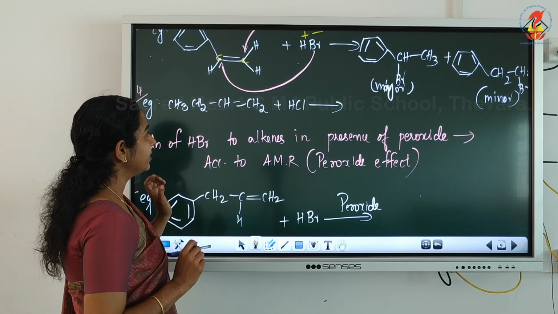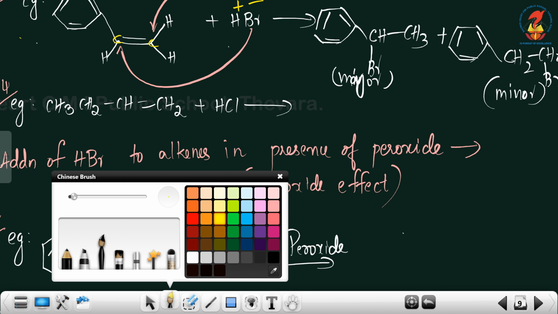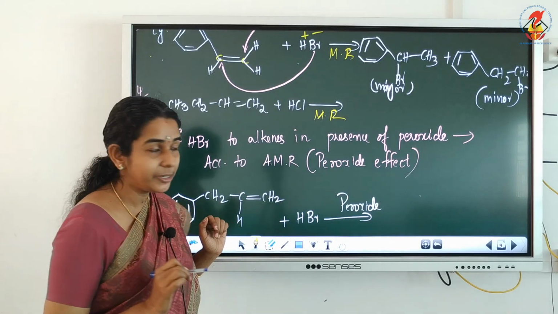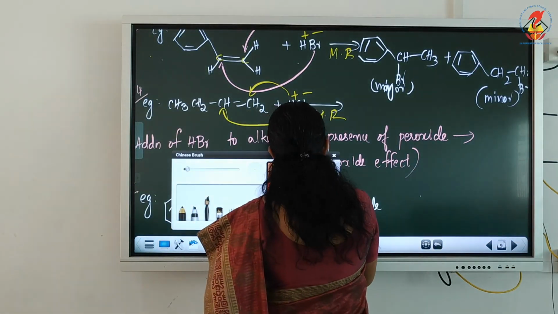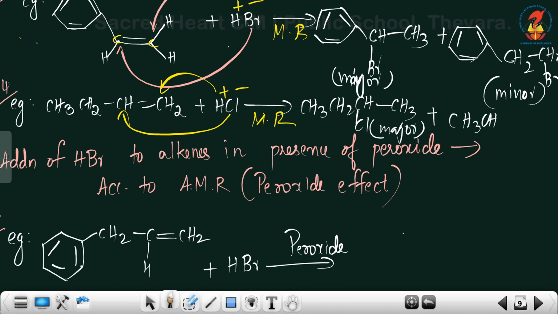Another unsymmetrical alkene is given and we have to add HCl here, note down. This is according to Markovnikov's rule, because it is an unsymmetrical alkene. So HCl on ionization gives H plus and Cl minus. So the positive part goes to the carbon with more number of hydrogen and the negative part to the carbon with less number of hydrogen as the major product. So it will become CH3 CH2 CHCl single bond CH3 as major, plus CH3 CH2 single bond CH2Cl as minor product.